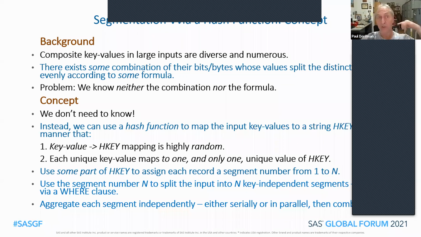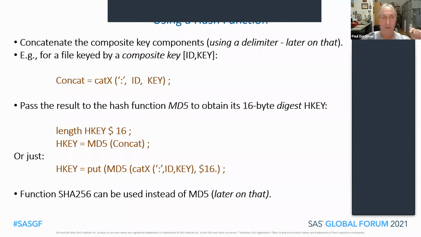Okay, so how do we use the hash function? First, let's just grab the composite key and concatenate its components. We use a delimiter, in this case the semicolon. It's critical, but we'll discuss it later. If it's a simple key, of course, we don't have to concatenate anything, or we can stick this key into the getText function, and if it's numeric, it becomes character automatically. If it's character, it will remain character.